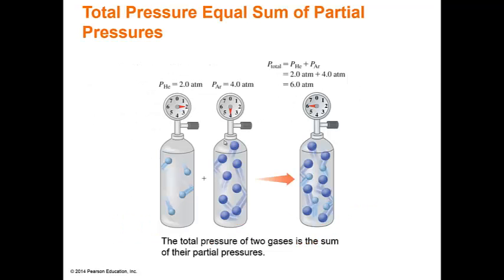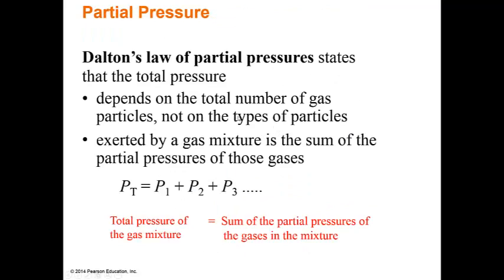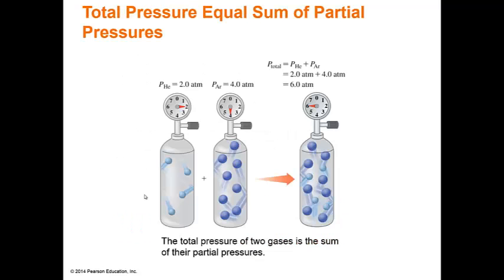container. All right. So Dalton's law of partial pressure states that the total pressure depends on the total number of gas particles, not the types of the particles. The total pressure exerted by a gas mixture is the sum of the partial pressures of those gases, which makes sense, okay? So P sub T is the total pressure of the gas mixture, and then P1, P2, P3, and so on are the partial pressures of the gases that sum to equal the total. So that's pretty logical, okay?